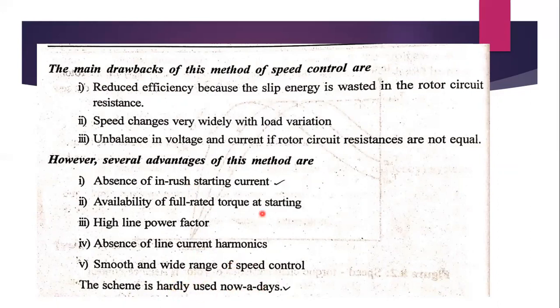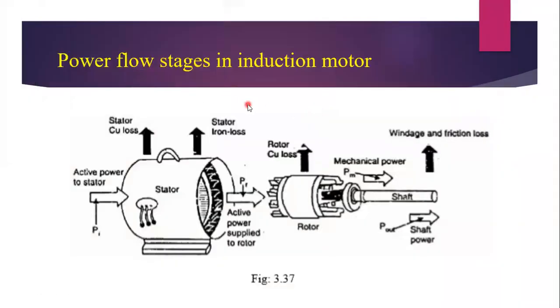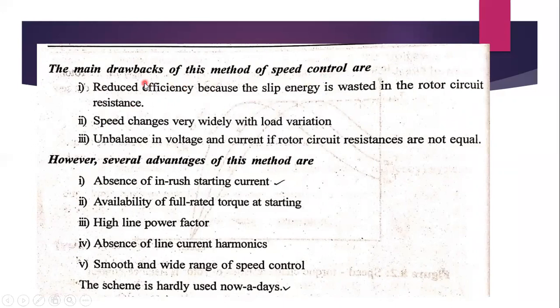The main drawback of this method of speed control is that slip power is wasted in the rotor circuit resistance. This is also true in the static rotor resistance control method, where the slip power is wasted in the rotor circuit. Understand?